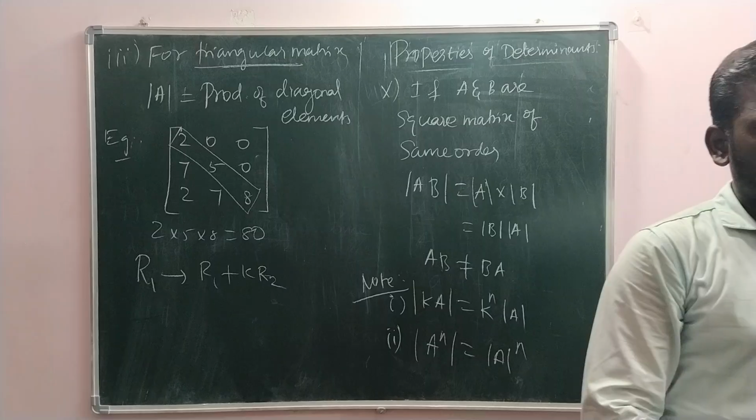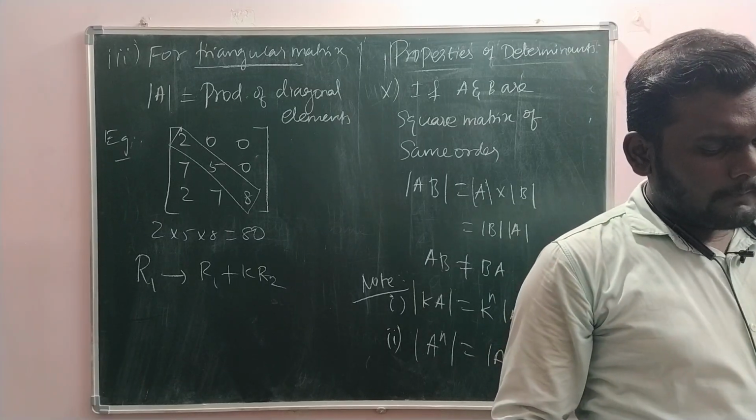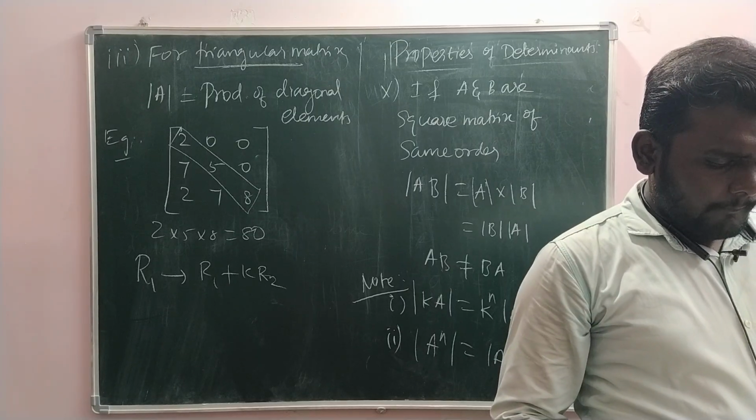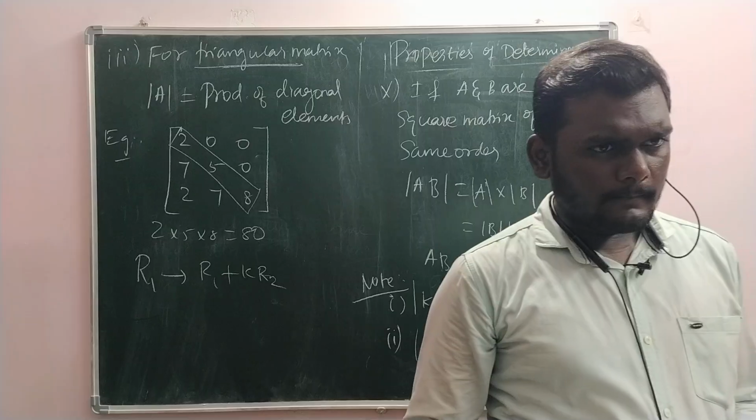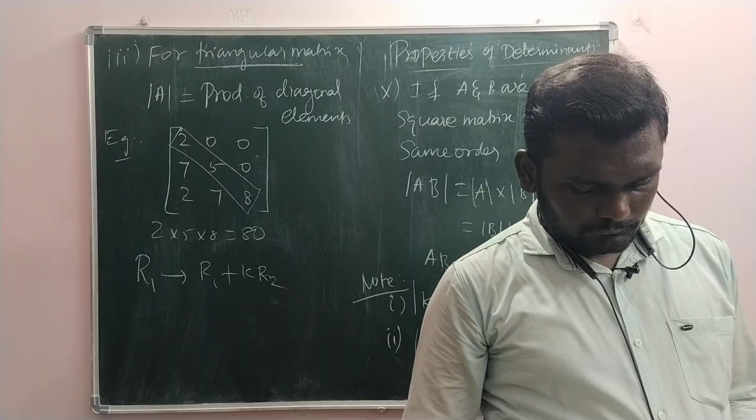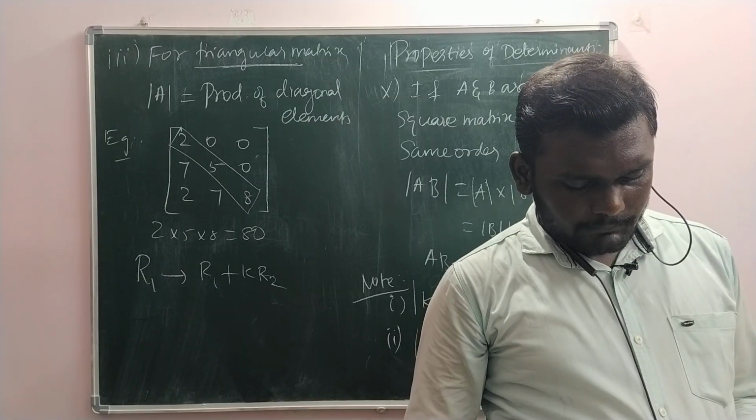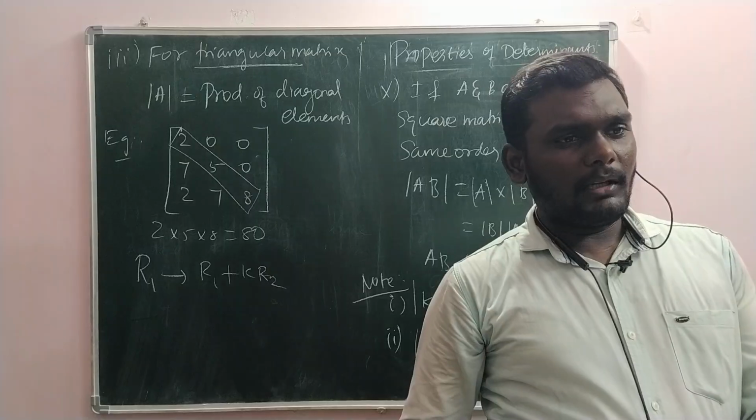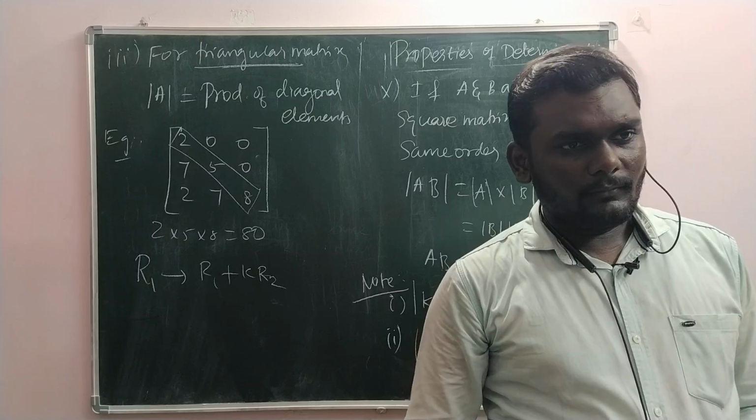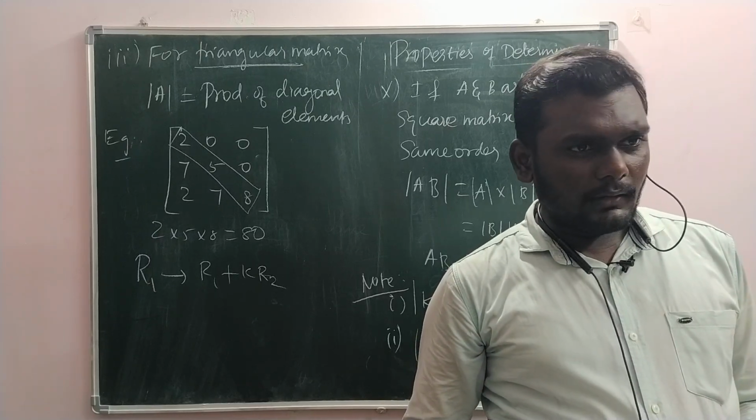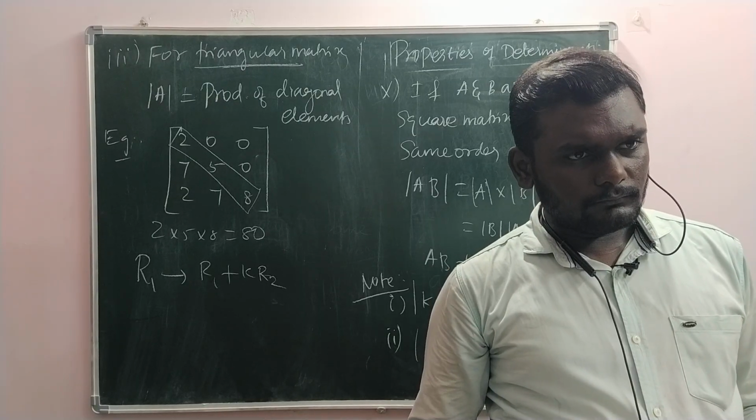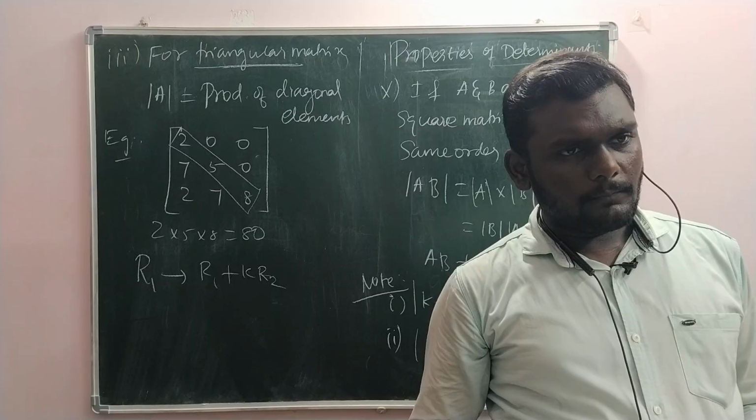That is the sixth property, yes. Seventh is what? Any row multiplied by k times some other row added, the determinant value remains unchanged. That one example I also did. So, you want me to explain this once again?